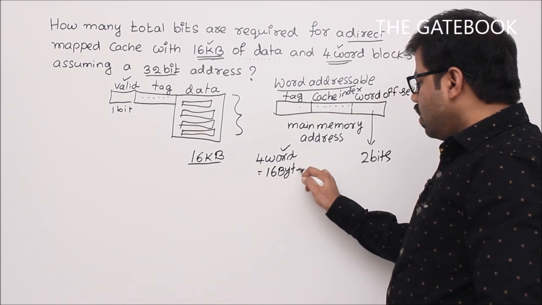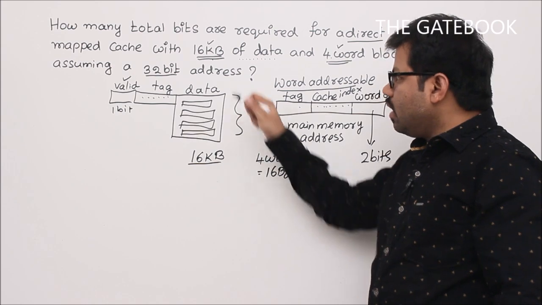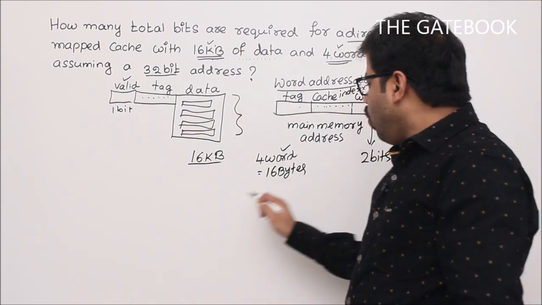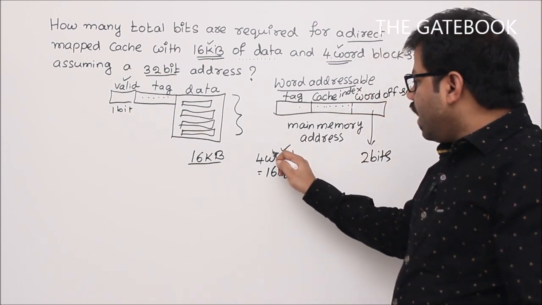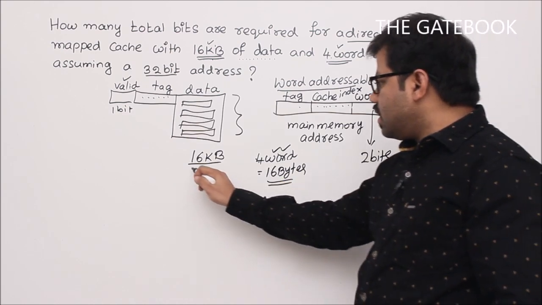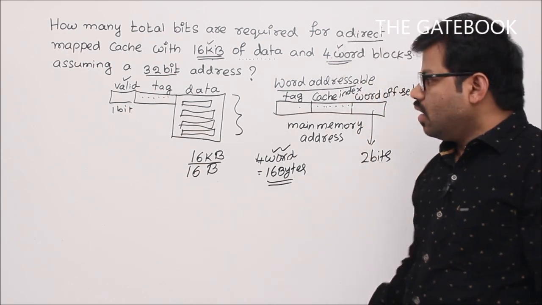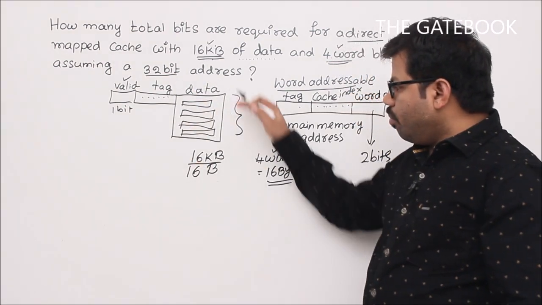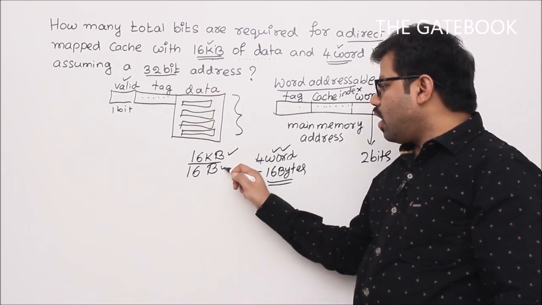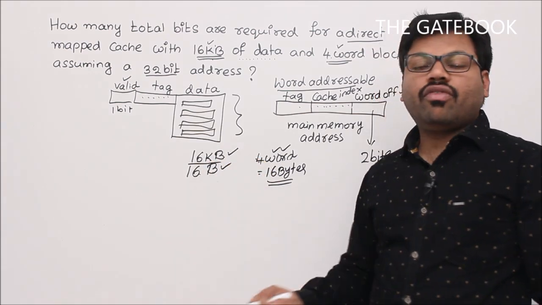Now try to understand. The cache size is 16 KB, specifically words, right? That means only data. In each block we have 4 words, which means each block is consuming 16 bytes. Let me divide by 16 bytes. The total number of bytes in the entire cache is 16 KB, but each block contains 16 bytes. Then if you divide 16 KB by 16 B, you get the number of cache blocks.